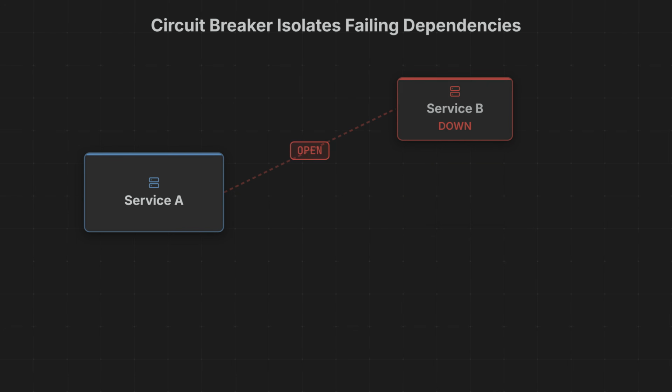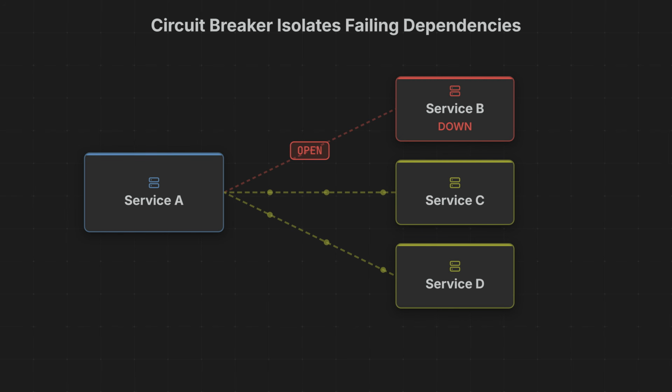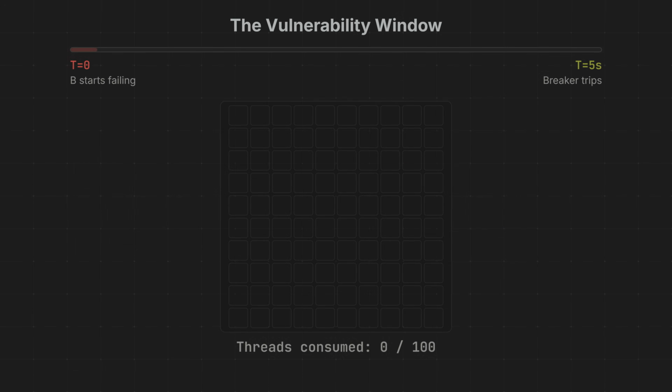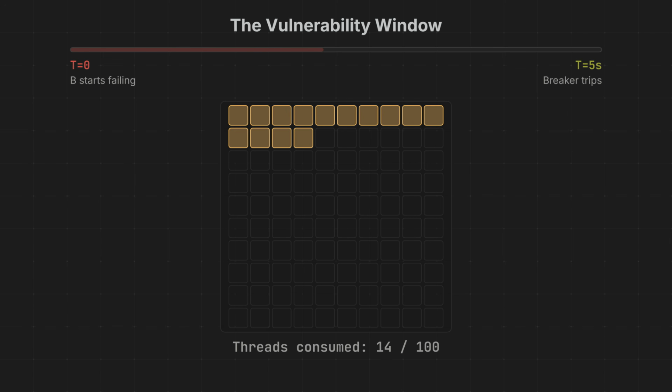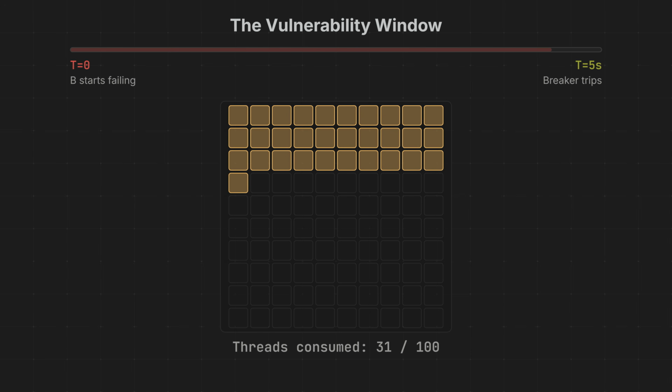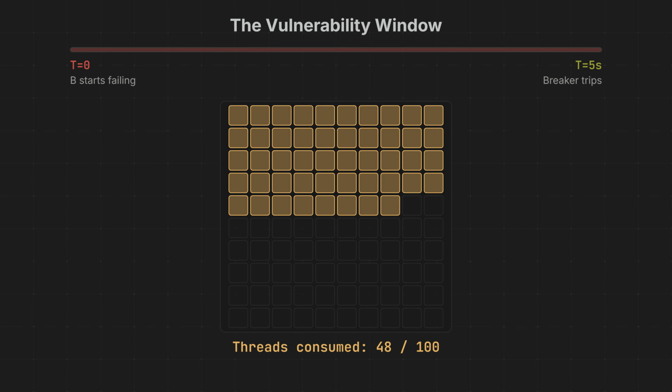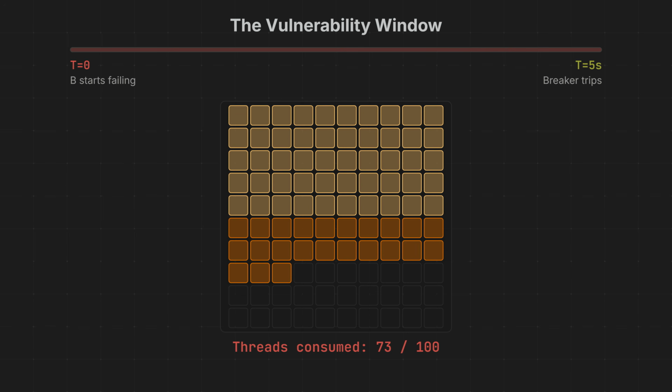Circuit breaker protects your system from a failing dependency. But here's a question. What happens in those first few seconds before the breaker trips? Between when B starts failing and when the breaker opens, requests are still going through. Threads are still getting stuck. If the failure threshold is 5 requests, what if 100 requests arrived in that window? The circuit breaker stopped the bleeding, but it didn't prevent the initial hemorrhage. One slow service consumed shared resources before the breaker could react.